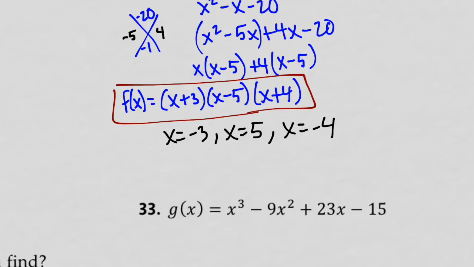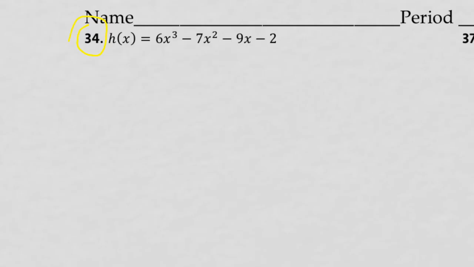So then you're done there. But if they did want the zeros, you would write them like this, right? They don't want them. They just want it in factored form. So you're done at that point. All right, let's do 34.